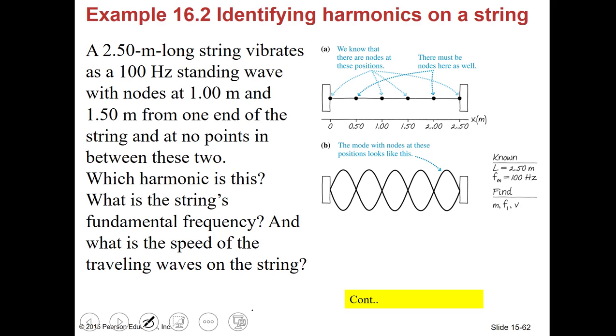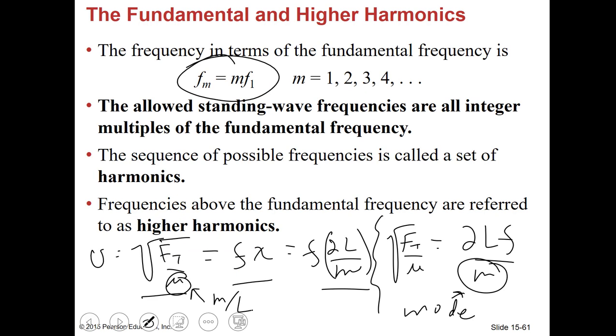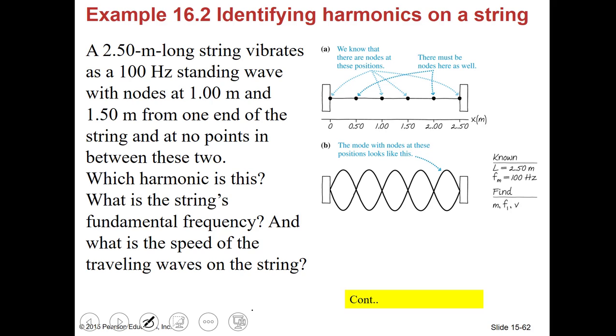Okay, good. So we're equipped with these formulas that we had earlier. Hopefully you've written them down somewhere. You have to keep in mind what the picture looks like. So if the string is 2.5 meters long and we've got nodes at 1 and 1.5 meters, they're half a meter apart. All the nodes are spaced half a meter apart. So it must look like this. 1, 2, 3, 4, 5 antinodes. So this is mode 5. The fifth harmonic, in other words.